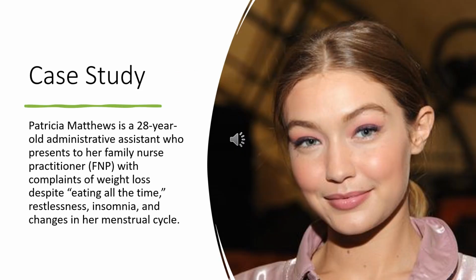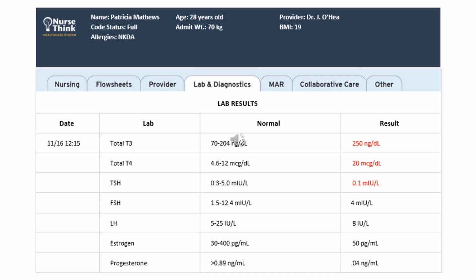It's a case study to review. Here's Patricia Matthews. She's a 28-year-old administrative assistant who presents to her FNP with complaints of weight loss, despite eating regularly, restlessness, insomnia, and changes in her menstrual cycle. Take a look at her labs. Make sure you look and see what's normal and abnormal, and get an idea of what you're thinking could be going on with this young lady.